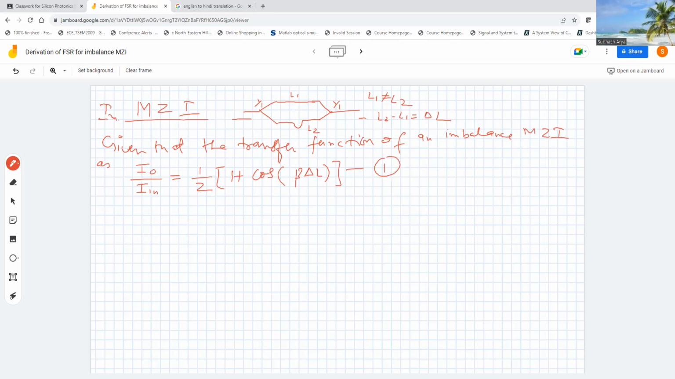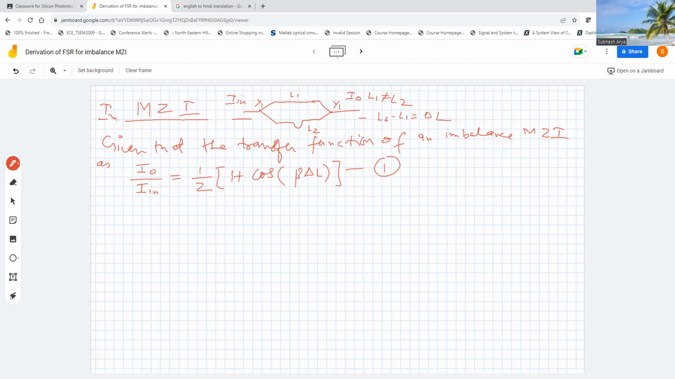This gives the relationship between the output light versus input light. I output upon I input is equal to 1 by 2, 1 plus cos of beta into delta L. Now we will find the FSR.